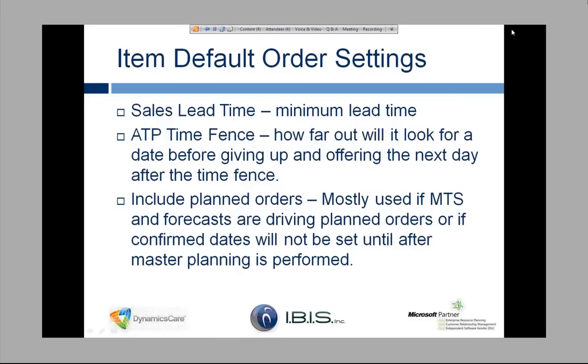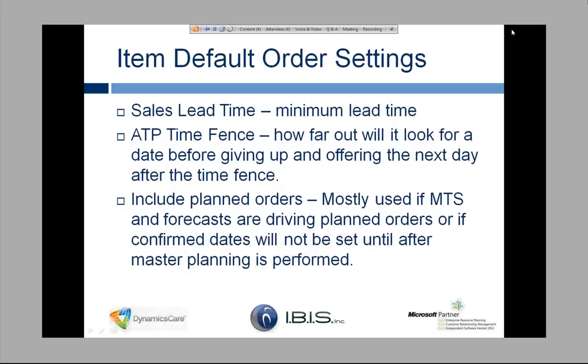All right, item default order setting. On the item itself, you have several things that you can set. You can set a sales lead time, which is basically your minimum lead time, doesn't matter what the quantity is. You're basically saying that I can't ship it next day. I have to have a couple days.